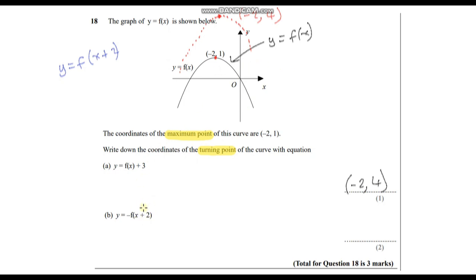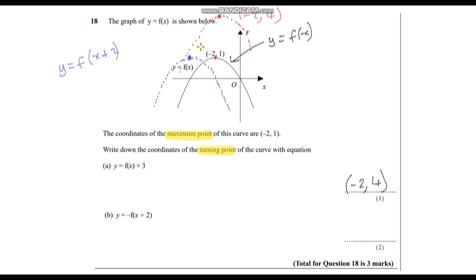And because we're adding 2, we're going to shift it to the left. So I'm going to sketch this graph. And all I'm going to do is translate this line 2 spaces to the left. So again, I'll do it using a dotted line. Okay, so it's going to look something like that.